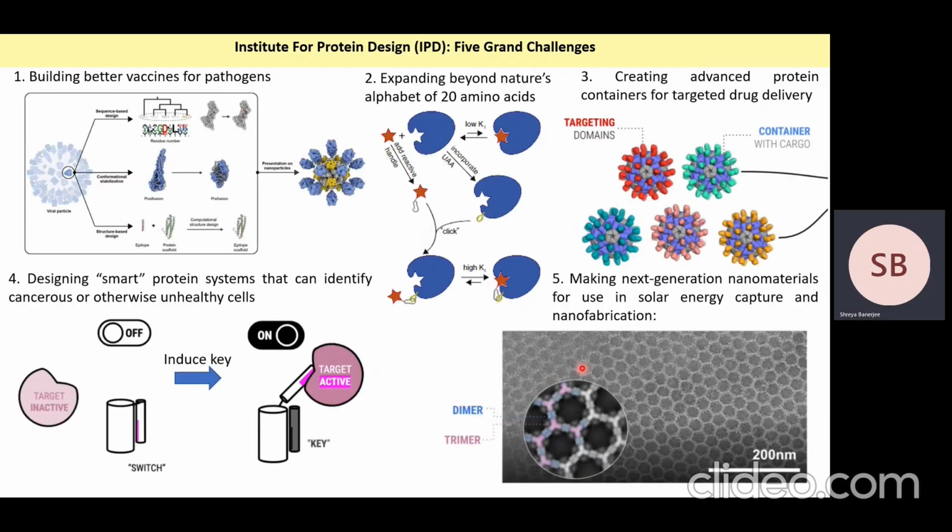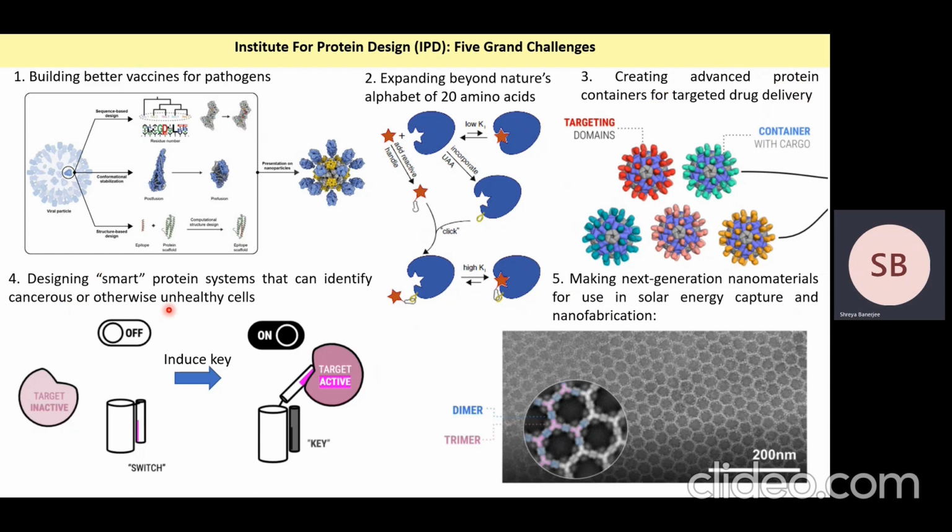Now there is an Institute for Protein Design, or IPD, which has 5 main goals. Firstly, it aims to build better vaccines for pathogens like the COVID virus. Second, it wants to expand beyond nature's alphabet of 20 amino acids. That is, it wants to make unnatural amino acids or non-canonical amino acids accessible for protein engineering. The third goal is that it wants to create advanced protein containers for targeted drug delivery.